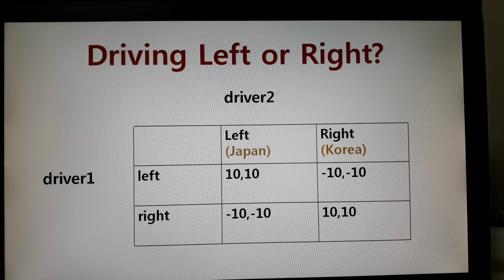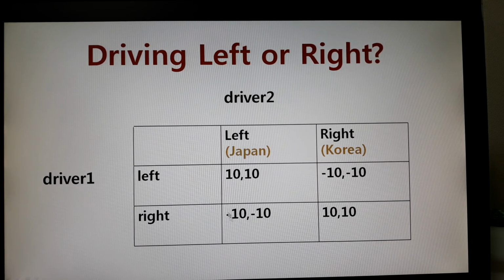So every car driving on the same side, every car drives on the left, or every car drives on the right, that is very important. If driver one drives left and driver two drives right, the accident would probably kill both drivers, like here and here. On the other hand, if everybody drives on the same side, it's okay. Okay? So, this is a kind of game. There are two drivers, they are players. They can drive left or right. There are two strategies, and these are payoffs.